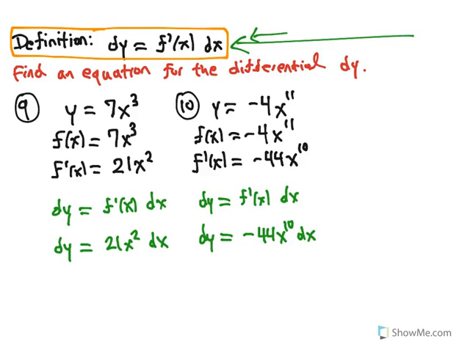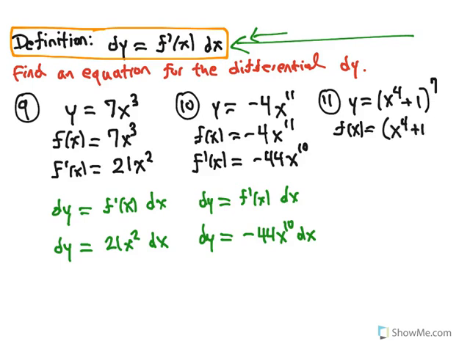And let's take a look at number 11 as our last example for today. Same instructions, find an equation for the differential dy. So for number 11, we have y is equal to x to the fourth plus 1 to the seventh power. You may write that as f of x is equal to x to the fourth plus 1 to the seventh power.